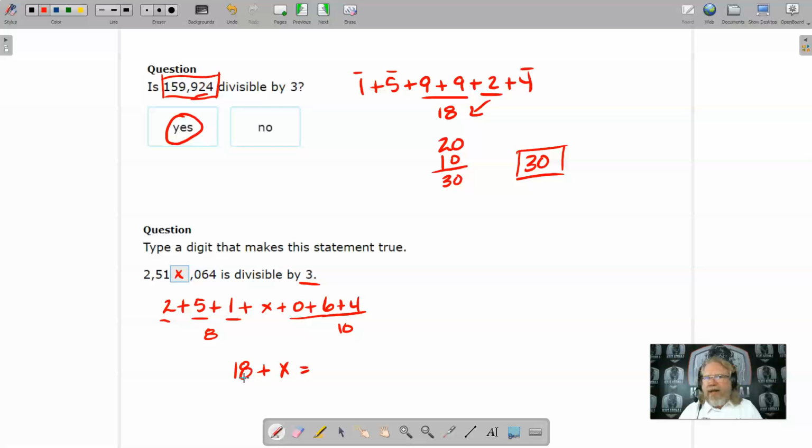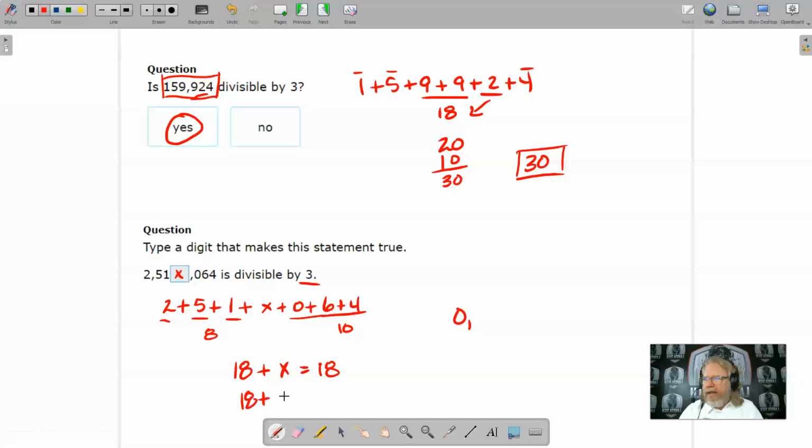Well, 18 is already divisible by 3, right? We know that because 8 plus 1 is 9, and 9 will divide by 3, so we know that 18 will. So this number could be 18. And if that were the case, what would x be? x would be 0, so we know 0 works. But what else might work?